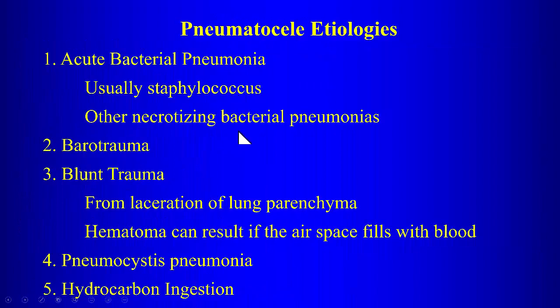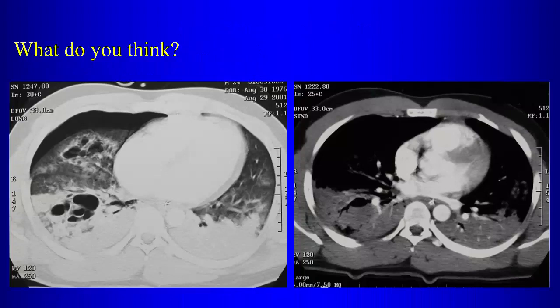Causes: staph, other bacterial infections, barotrauma. You can see it in patients who are intubated with high pressures; they can develop pneumatoceles. Blunt trauma from laceration of the lung parenchyma, you get a hematoma, and then when that resolves, you can be left with a pneumatocele, and over time, that can also resolve. Pneumocystis in children, and interestingly, hydrocarbon ingestion can also be associated with pneumatocele formation.